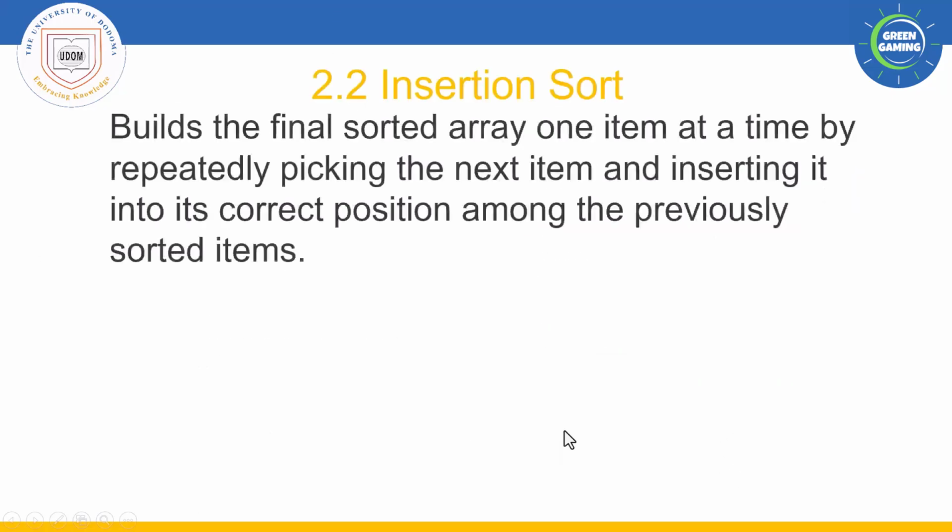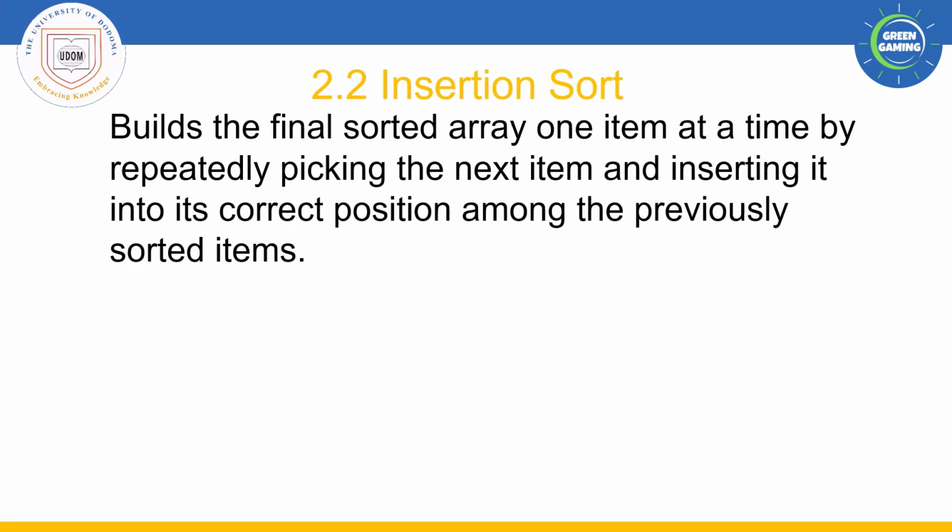Apart from bubble sort, we have what we call the insertion sort algorithm. The insertion sort algorithm builds the final sorted array one item at a time by repeatedly picking the next item and inserting it into the correct position among the previously sorted items, right? So insertion sort works by gradually building a sorted portion of the list. It starts with the second element and inserts it into its correct position in the sorted part. It repeats this process for each subsequent element.